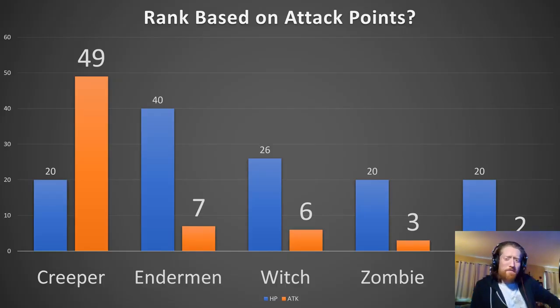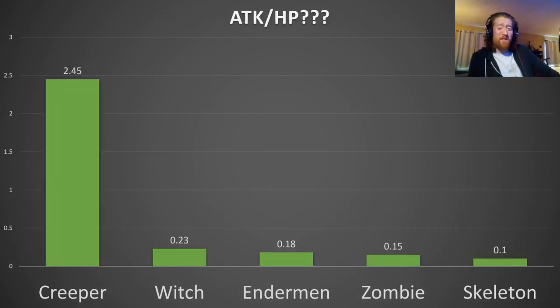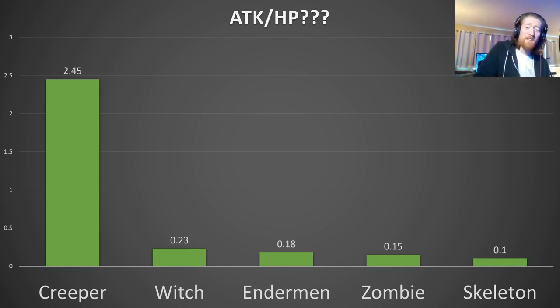I went back to the wiki and I said, well, HP's one thing, but what about hit attack points? Creepers are still kind of up there, right? And we could even go a little bit deeper here. We could say, let's get a ratio of attack points to HP. I still kind of think mine's the best, but I'd be interested to see what you have in mind. So that's what we're actually going to practice in a second here.